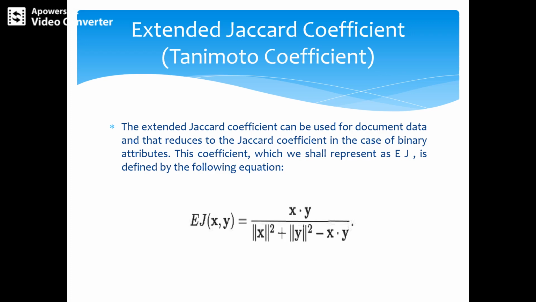Which is defined by the following equation: Ej of x comma y equals x dot y, divided by the squared lengths of x and y, that is the modulus of x squared plus the modulus of y squared, minus x dot y. So this is called the extended Jaccard coefficient.